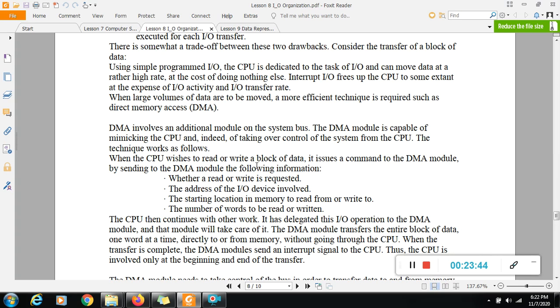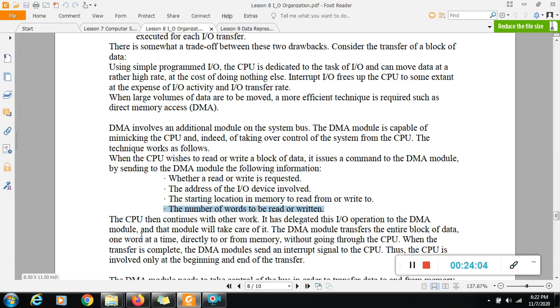When the CPU wishes to read or write a block of data, it issues a command to the direct memory access module by sending to the direct memory access module the following information: whether a read or write is requested, the address of the I/O device involved, the starting location in memory to read from or write to, and the number of words to be read or written.